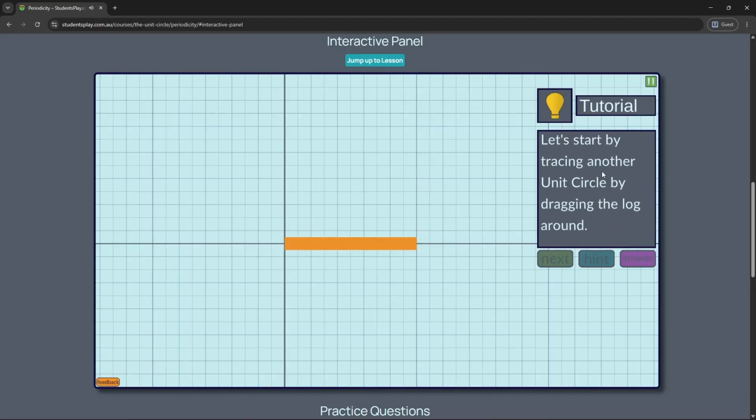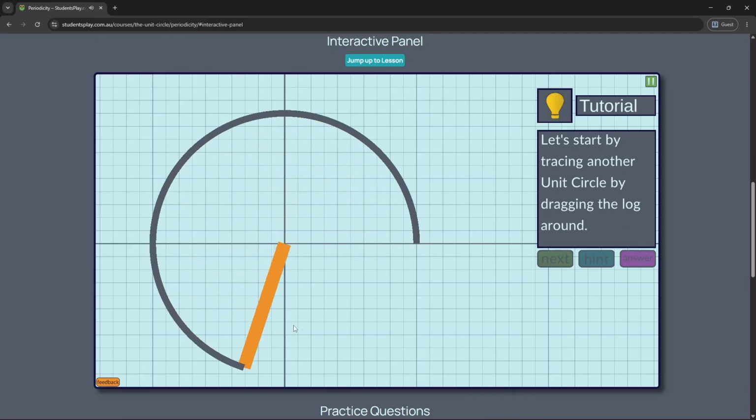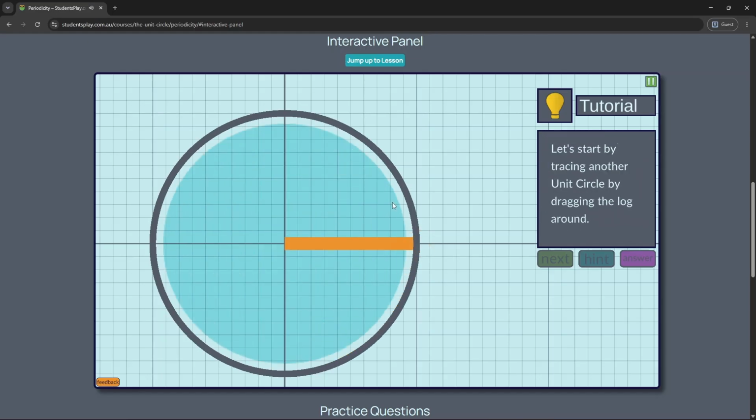Let's start by tracing another unit circle by dragging the log around. Okay, drag this around. Yep, come on little buddy, there you go.